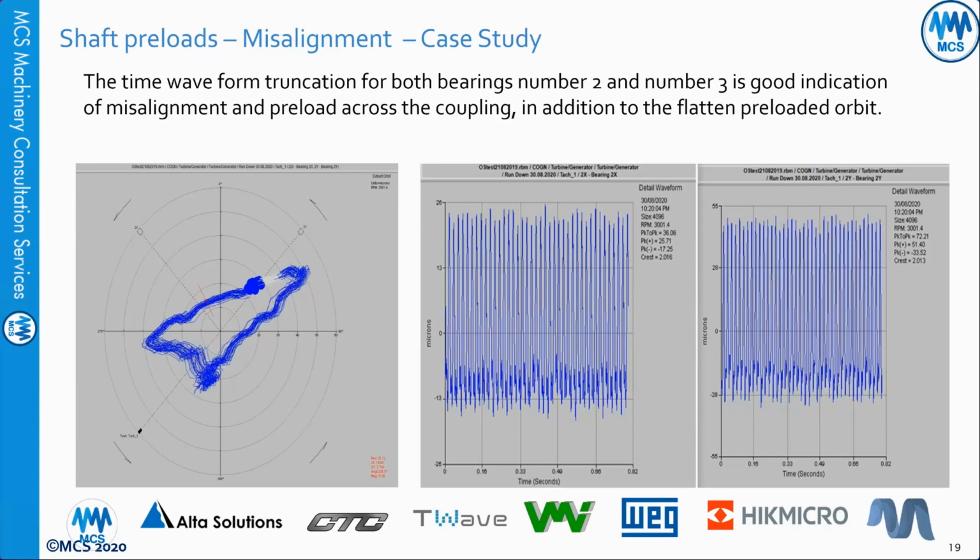And to get rid of this, we added 10 grams of weight to create unbalance on the shaft. And when we created unbalance, it gives some preload, so the shaft is pushed away from the center, and then we get rid of the oil whirl and oil whip problem.